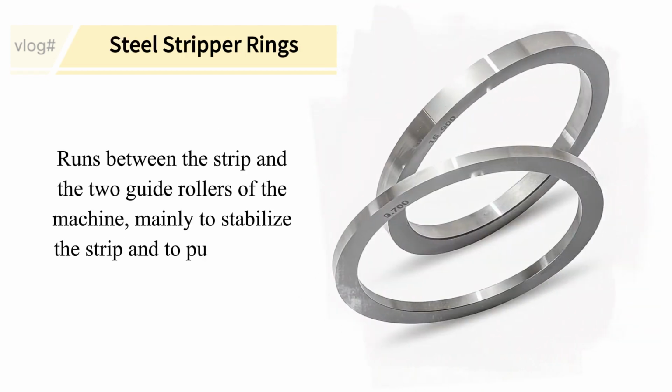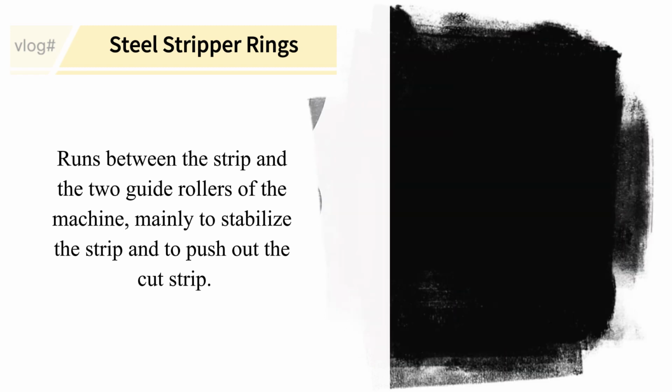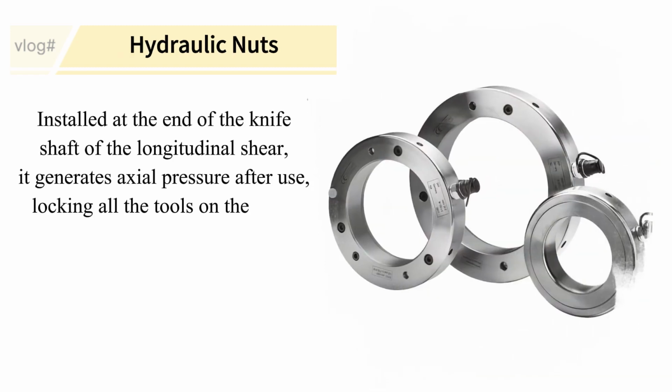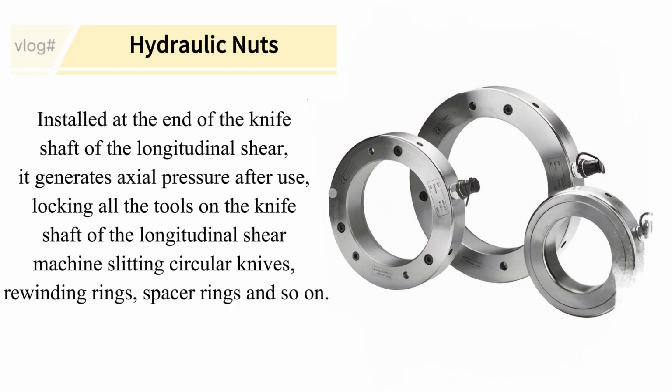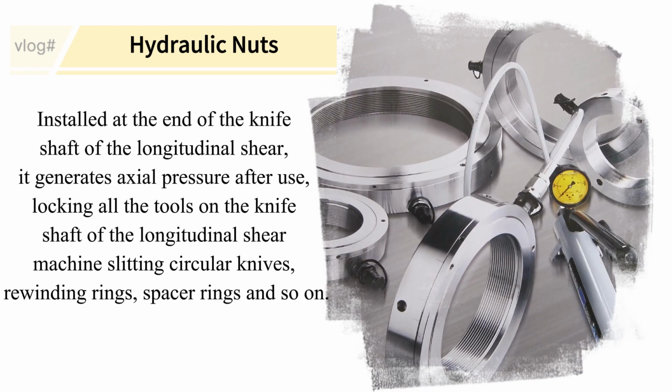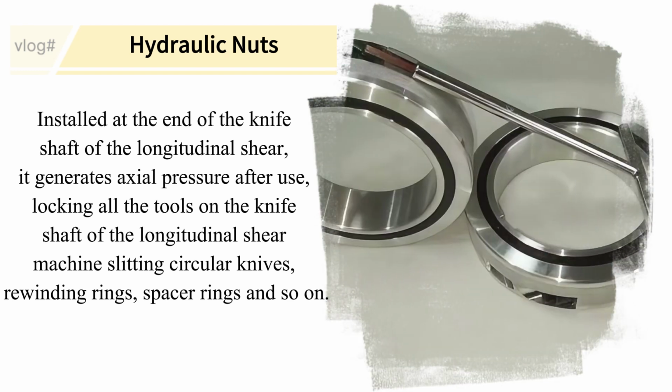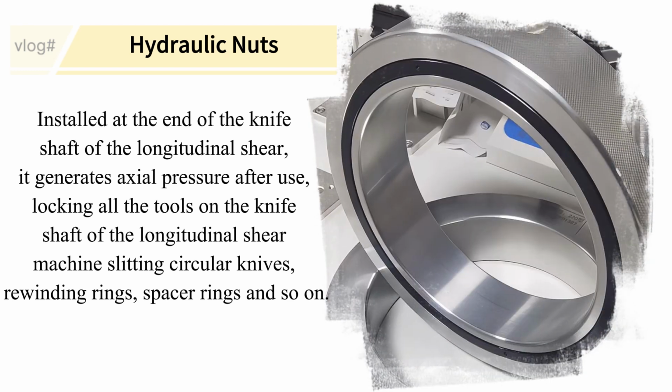Runs between the strip and the two guide rollers of the machine, mainly to stabilize the strip and to push out the cut strip. Installed at the end of the knife shaft of the longitudinal shear, it generates axial pressure after use, locking all the tools on the knife shaft of the longitudinal shear machine: slitting circular knives, rewinding rings, spacer rings, and so on.